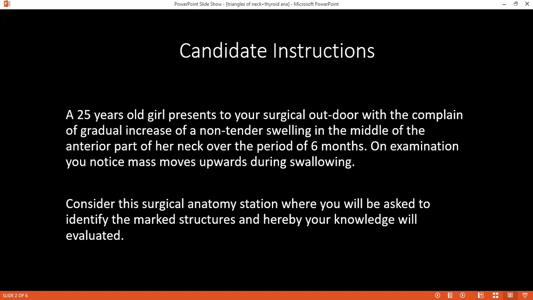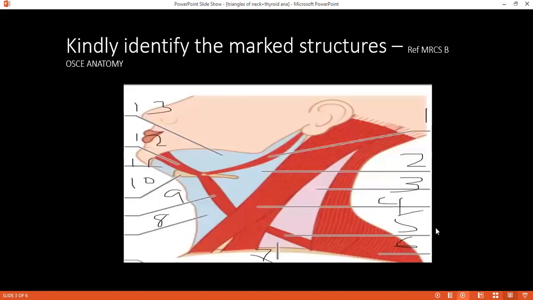Right, so if you have read and understood your surgical anatomy station, kindly please tell me about this area that you're looking at. That's the triangles of the neck. How would you divide the triangles of the neck? It's divided into two large triangles, the anterior and the posterior, by the sternomastoid muscle.